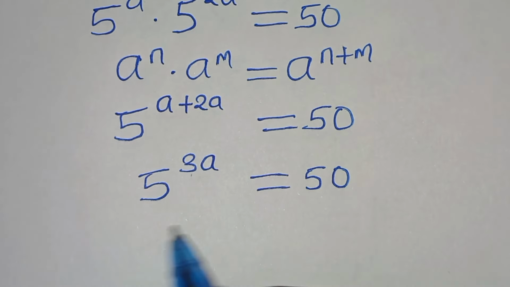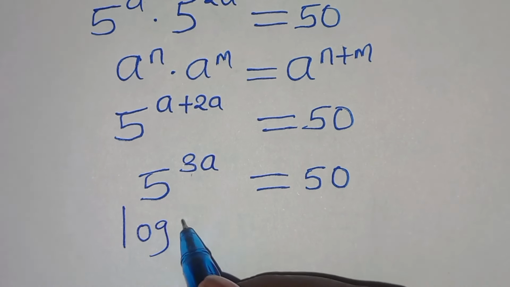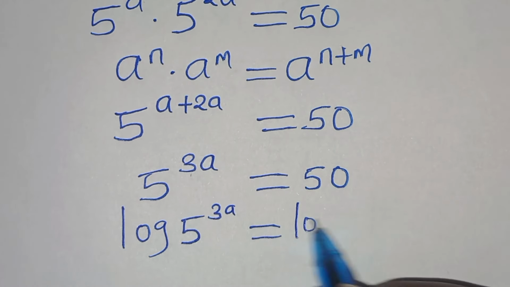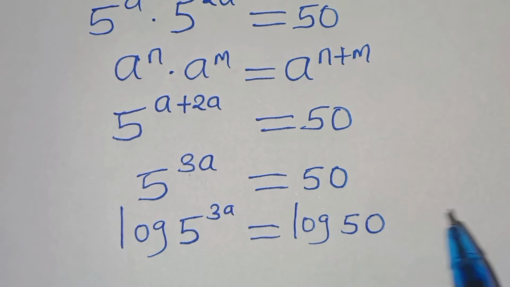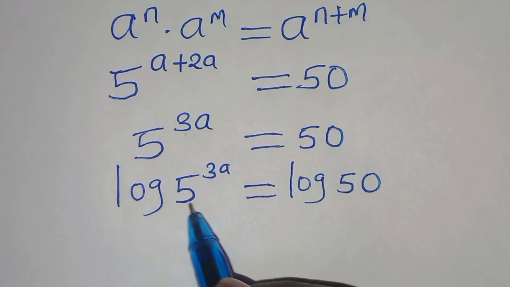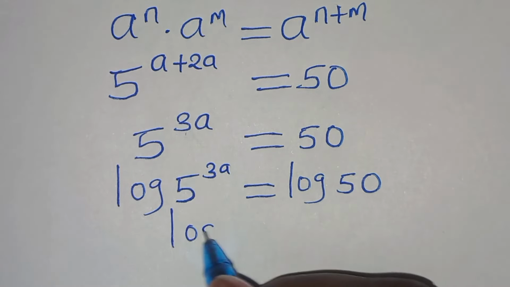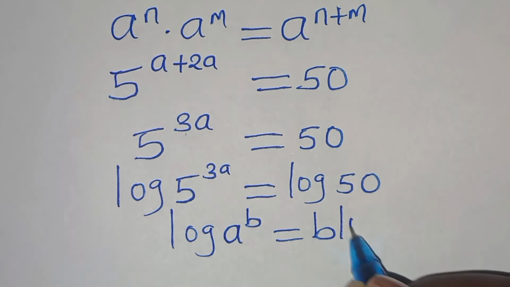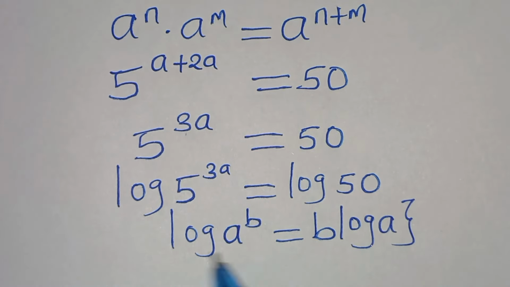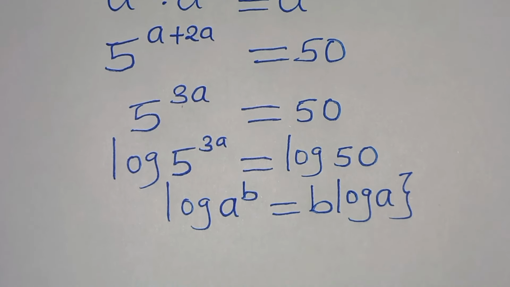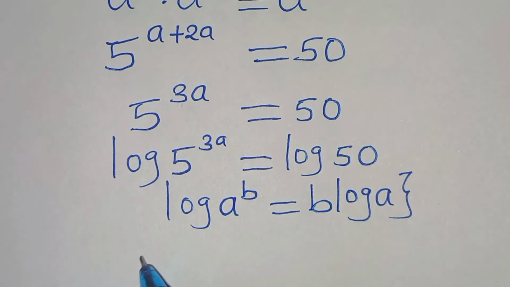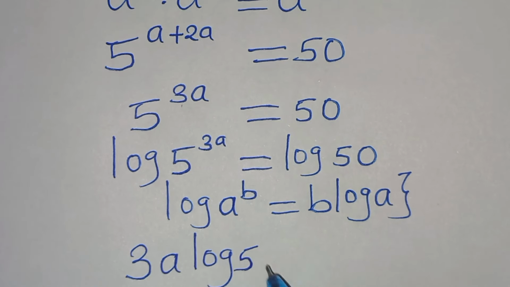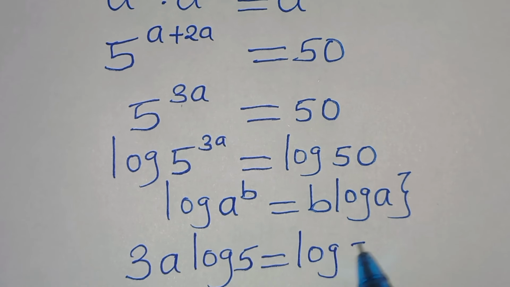To solve for the value of a, let's introduce logarithm on both sides. We have log 5 to the power of 3a equal to log 50. Log 5 to the power of 3a is in the form of log a to the power of b, which can be expressed as b log a. Applying this power log property, log 5 to the power of 3a is the same thing as 3a log 5. This is equal to log 50.